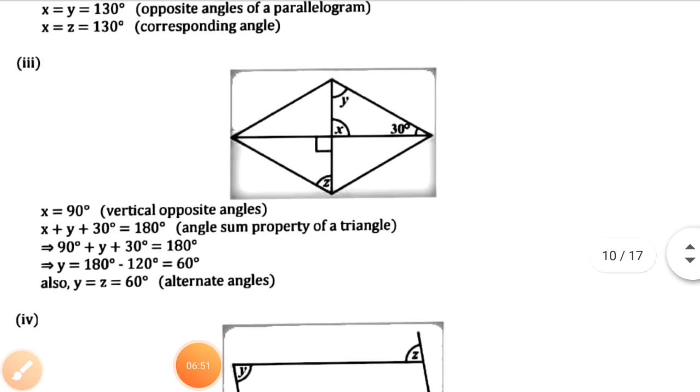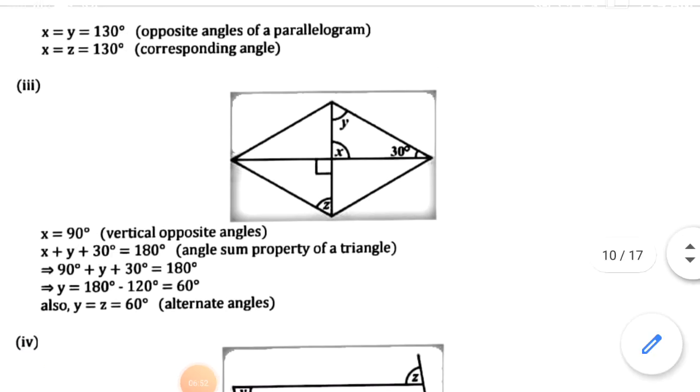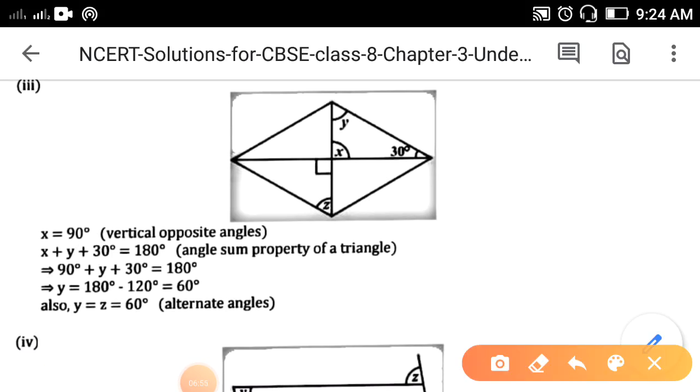Next, third one, the figure is given. It is a rhombus, one kind of quadrilateral. One of the angles is 30 degrees. We have to find out the values of x, y and z. You can see this x is a right angle. So the value of x is equal to 90 degrees.